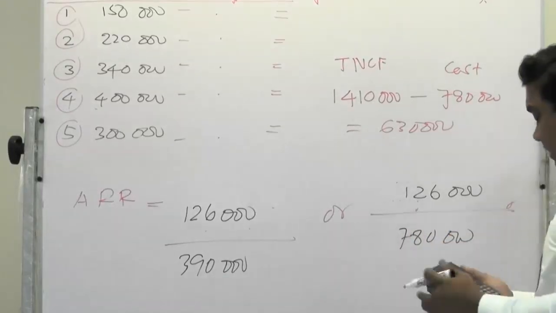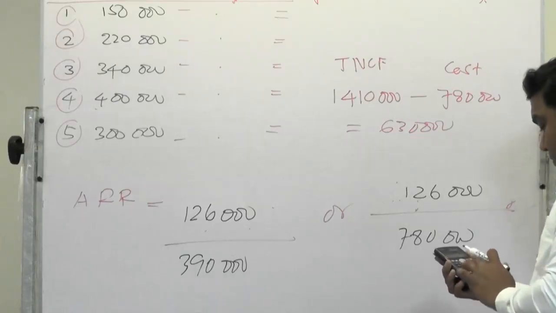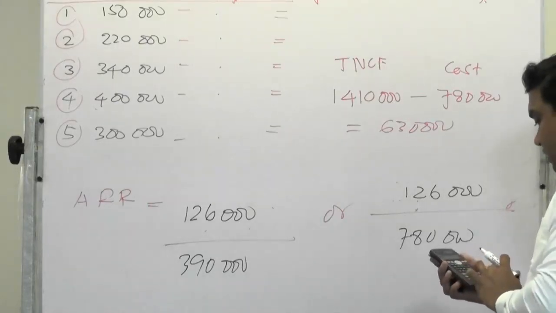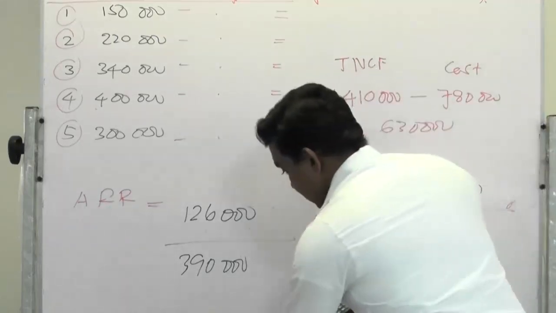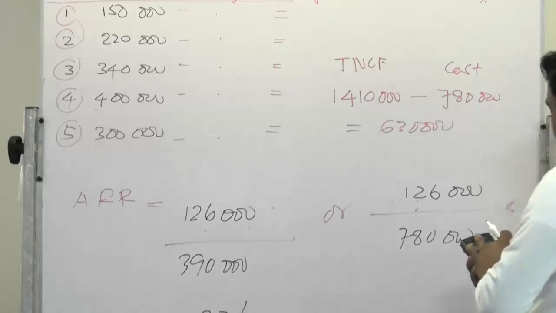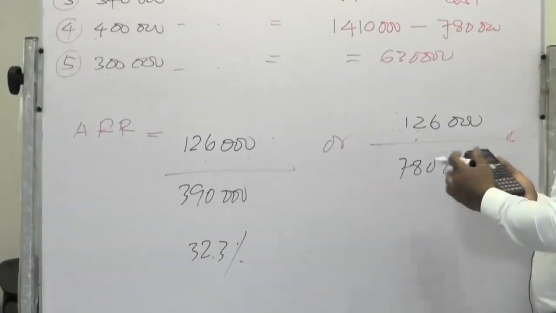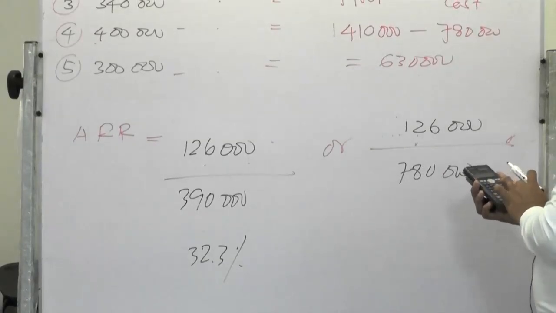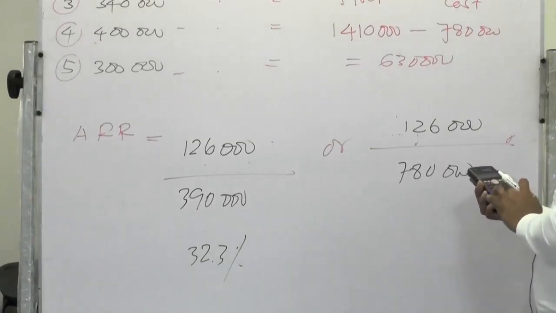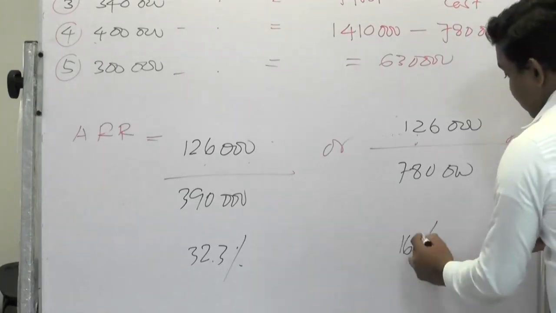Let's see the percentage. 126,000 divided by 390,000. The percentage will be 32.3. Accounting rate of return. Here 126,000, we are using 2 methods, right? Because there is no clear cut method to calculate the accounting rate of return. We will divide by the total investment, then it is 16%.